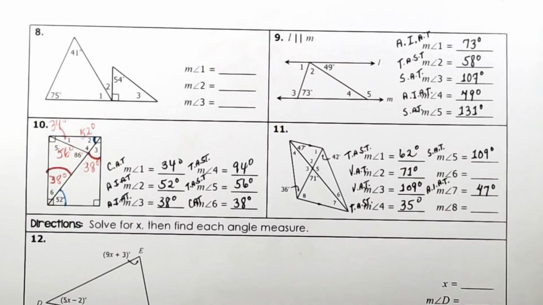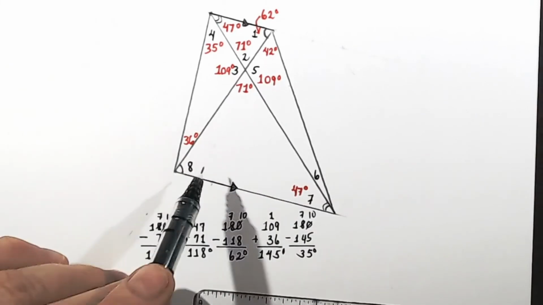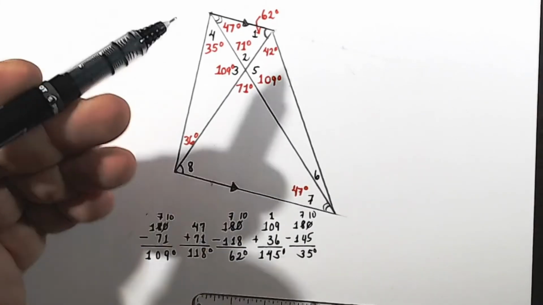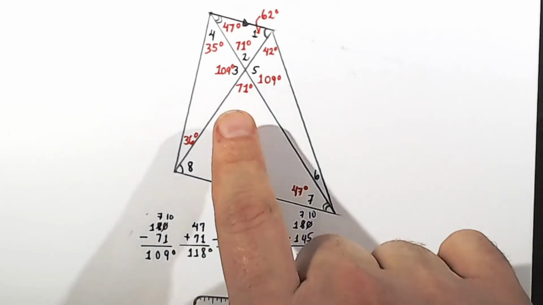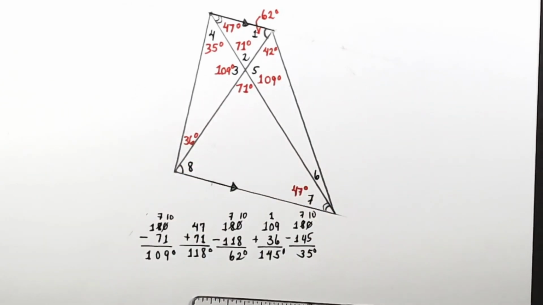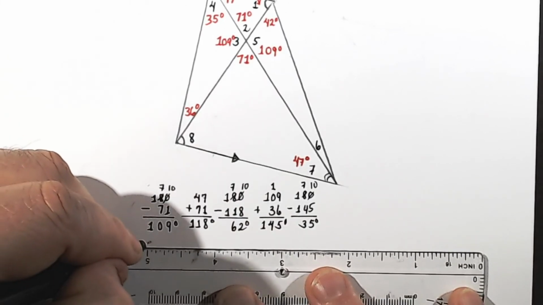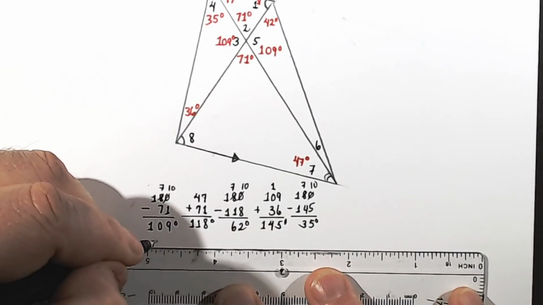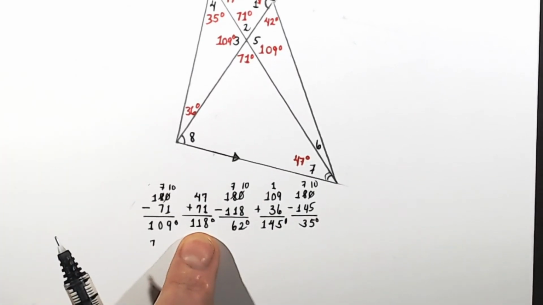2 left. Angle 6 and angle 8 are all that remain, and both will be solved using the triangle angle sum theorem. Do you see that? We have 2 of the interior angles of this triangle. We can find angle 8 if we add 71 and 47. Oh, I see that we did that here. We added 71 and 47 here.